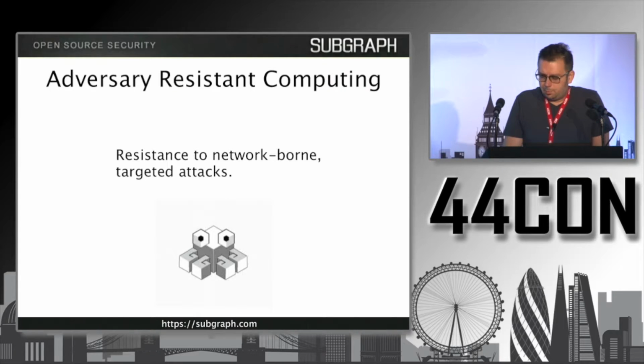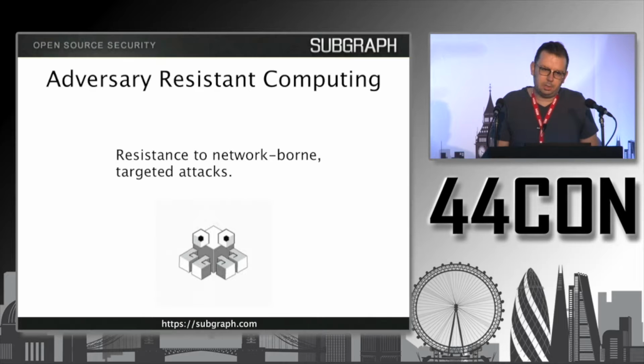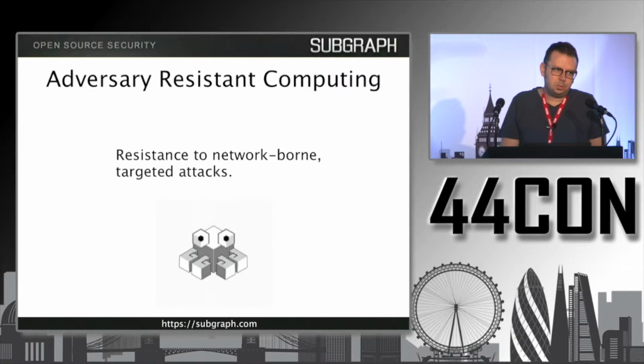So yeah, we came up with this term for the area of work we're working in, and we called it adversary resistant computing. And what that means for us right now is resistance to network-borne targeted attacks. So this is the traditional scenario where client programs or desktop software is exploited by things that come from the internet. So email attachments, website content, things like that.